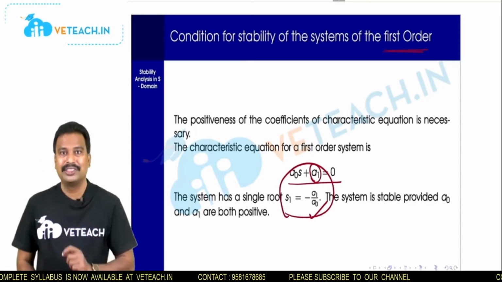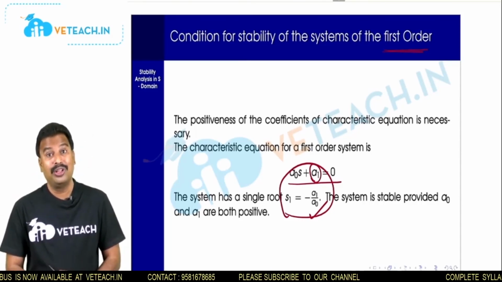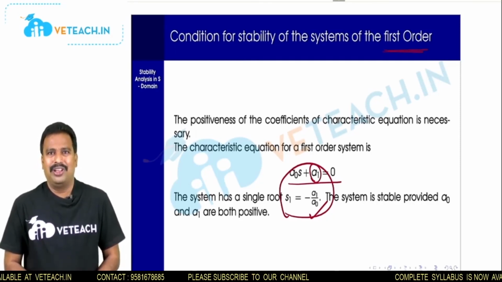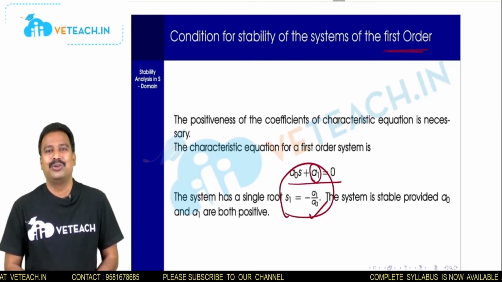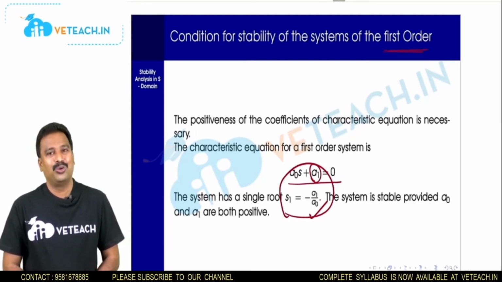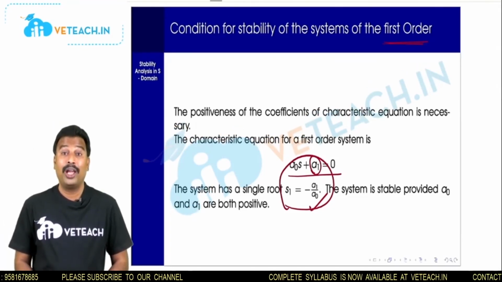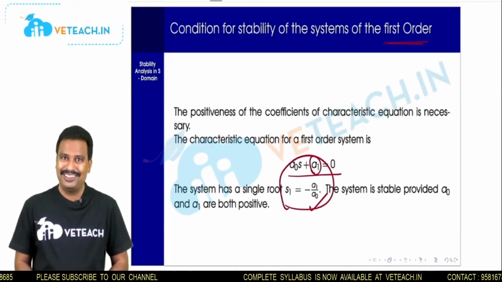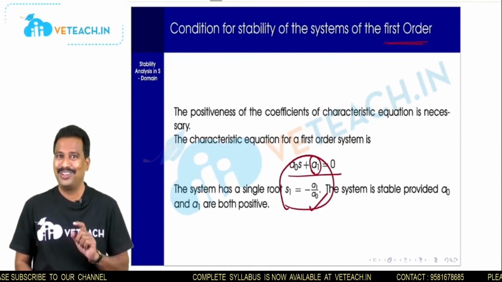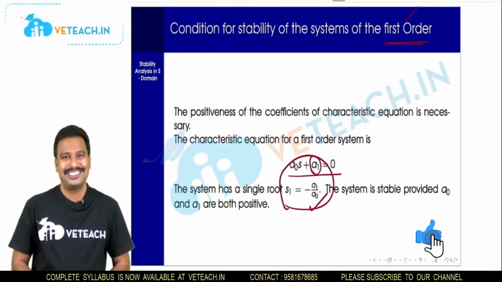So in simple words, I can say that the system is stable provided both a0 and a1 are positive. It's simple. If a0 is positive and a1 is positive, then we are going to get s1 as a negative value, so that the roots will have a negative real part. So, to have a system to be stable, the coefficients of s must be positive. That is what we have seen for the first order system.